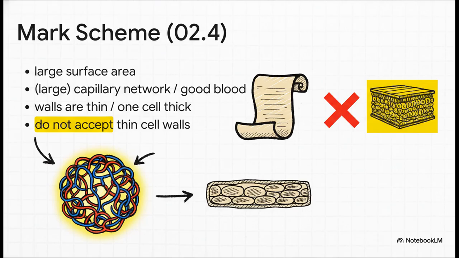Here they are, the 3 magic phrases the examiner is looking for. A large surface area, a good blood supply, and thin walls. And definitely notice the fine print. The mark scheme specifically says do not accept thin cell walls. That's a classic trip-up. It also says to ignore any mention of the alveoli being moist. It's just another reminder that in these exams, the exact wording you use really matters.